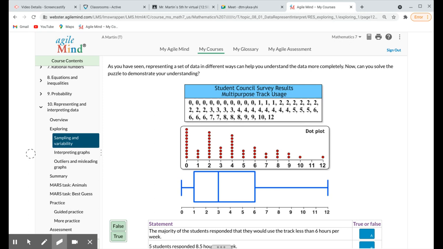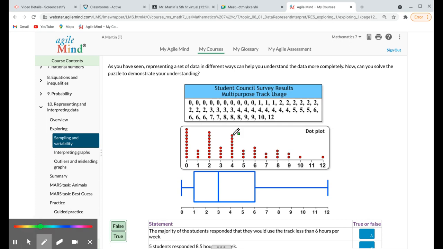All right. So looking at this, Angel, look at this first one. It says the majority of the students responded that they would use the track less than 6 hours per week. Is that true or false? Angel's not paying attention to me. Angel. The majority of the students responded that they would use the track less than 6 hours per week. Is this true or false? Help her out, class. I think she's lost. Sophia, help her out. I'm lost too. Oh, goodness.